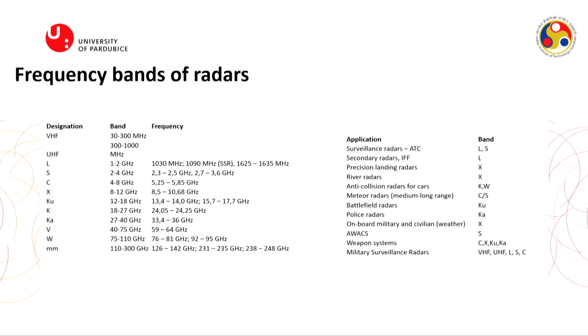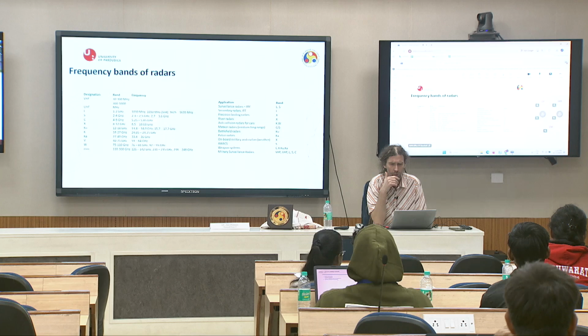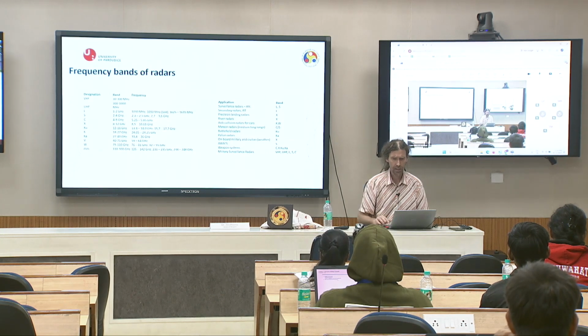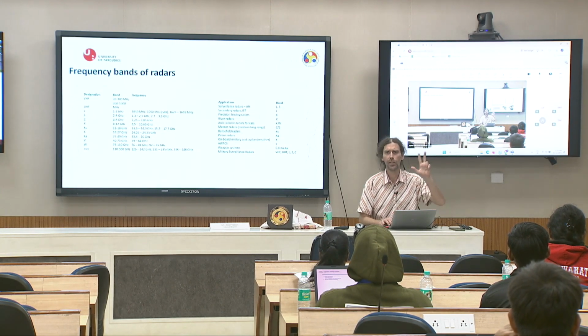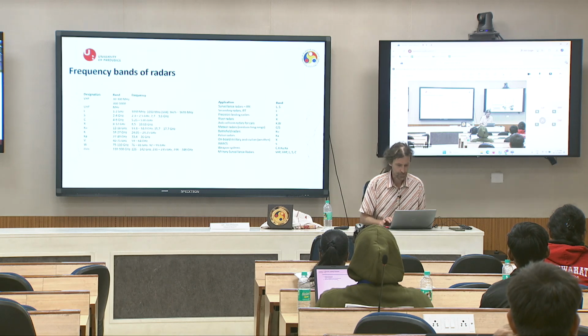So there is a clear relationship between these. Okay, meteorological radars are in Ku band, from 12 up to 18 gigahertz. Then we have battlefield radars, police radars, and so on and so on. But I think just remember, for us L, S and X band are important. These three are very important from the point of view of radars.